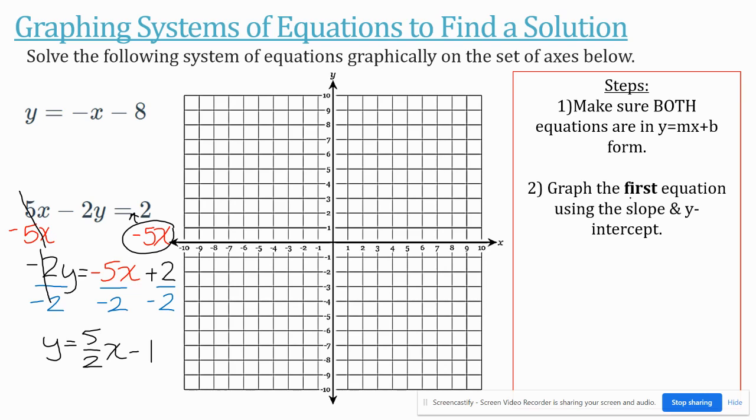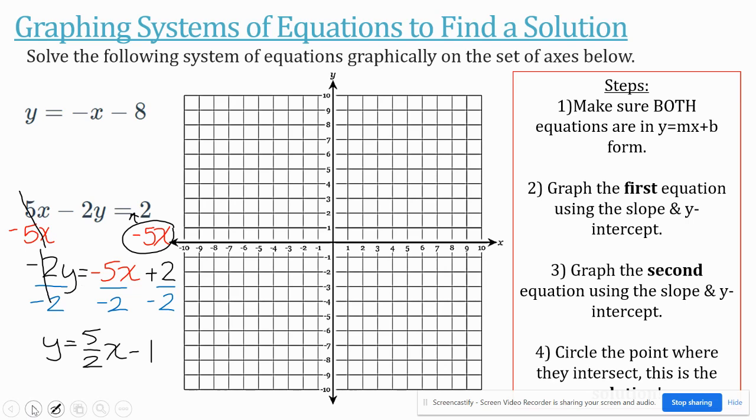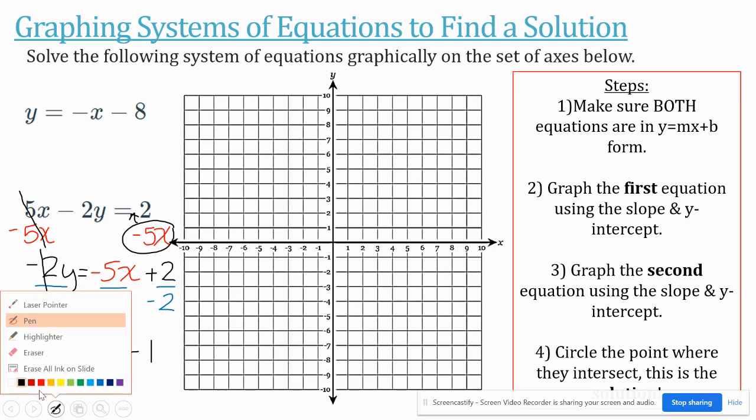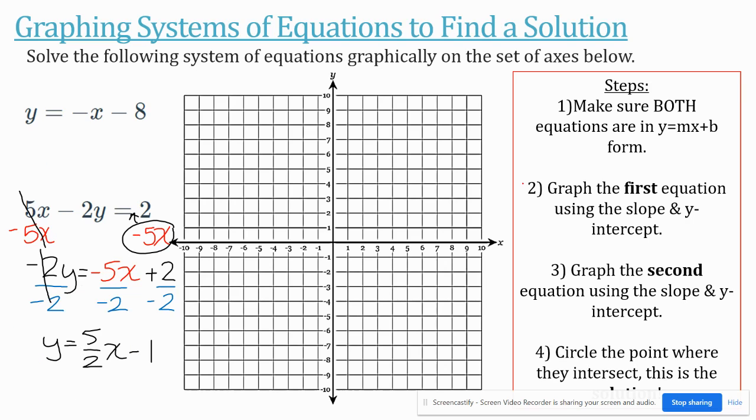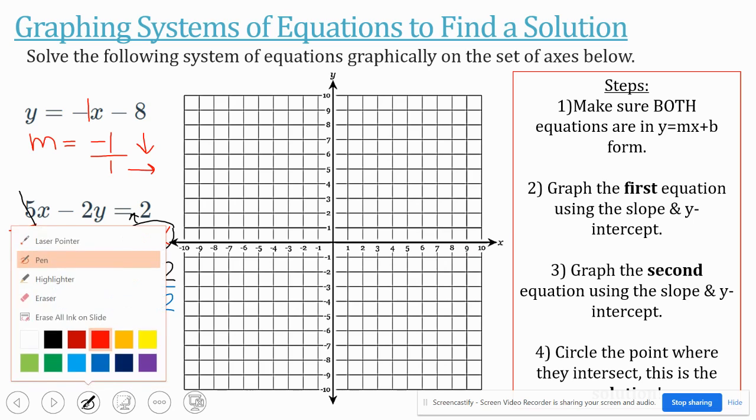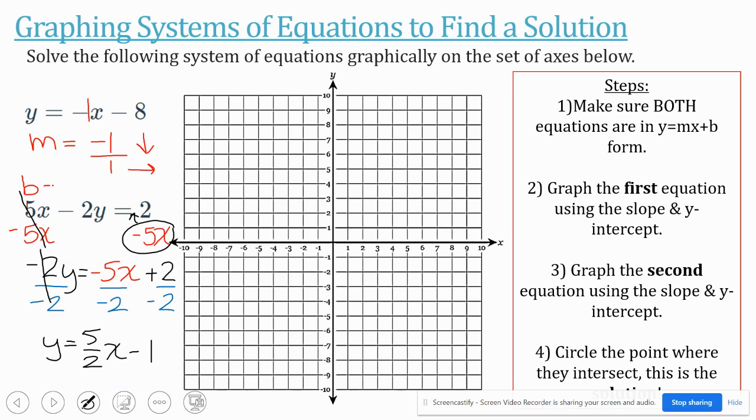Okay, let's graph the first equation using the slope and y-intercept, and then we're going to graph the second one with that same method. I'm going to do this line in red. So our slope here, remember if there's no number in front, there's an invisible 1. So we write that as negative 1. Let's write that as a fraction. Just put it over 1. And that's telling us that we're going to be going down 1 to the right 1. And then our y-intercept here is negative 8.